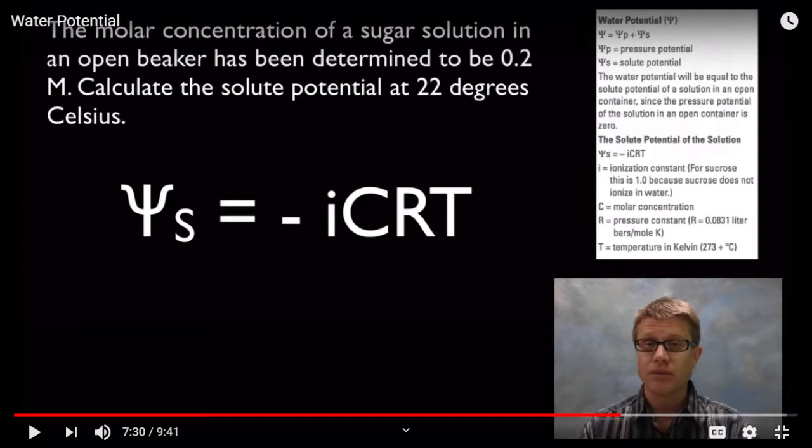R is a constant value that's listed right here, 0.0831 on the sheet next to you. And T is the temperature in degrees Kelvin, so not Celsius. So the 22 degrees here, you need to convert to Kelvin by adding 270 to it.